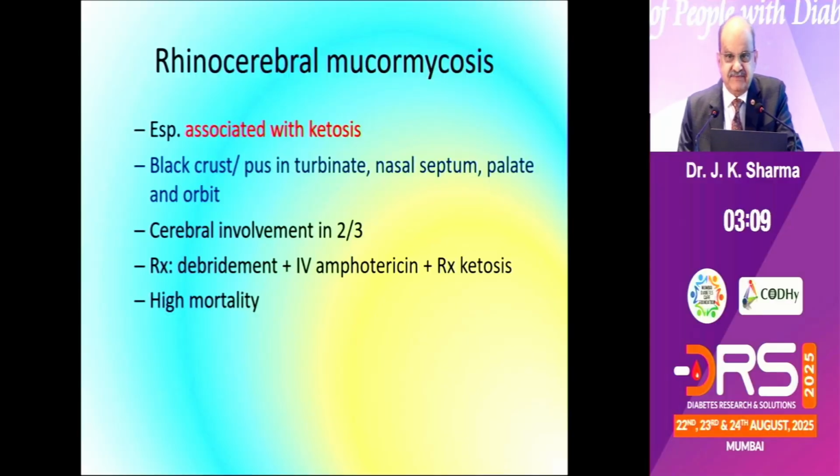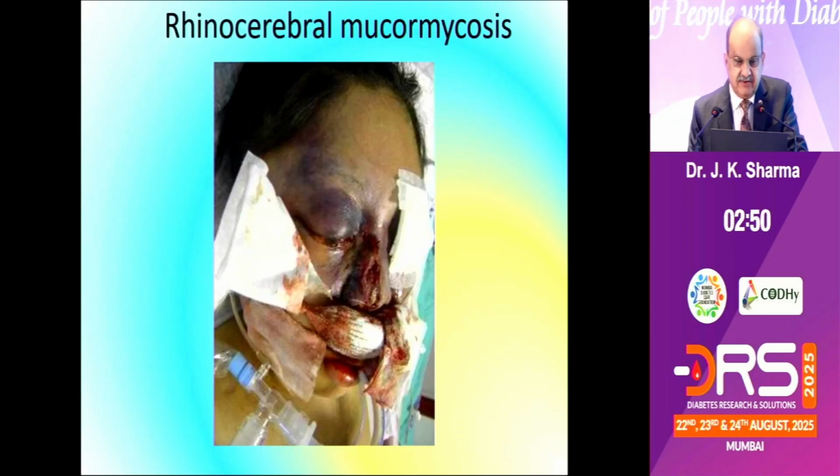This we all have seen, the rhinocerebral mucormycosis during the COVID times, especially associated with ketosis. Black crust, pus in turbinate, nasal septum, palate and the orbit, and a number of patients have been operated for this. Cerebral involvement in 2/3 of the patients. Treatment I will not discuss, and this picture is very common. We all have seen during the COVID times different patients, and especially those patients who have received the oxygen therapy, it was more common in that.